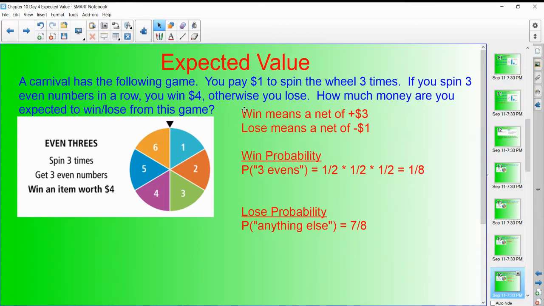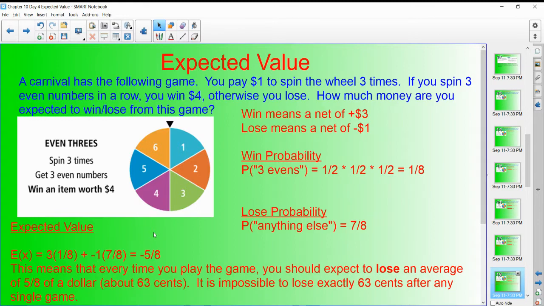So now I have an event and the probability, and another event and the probability, so I can do expected value. So the event was win 3, and it happens 1/8 of the time. Another event was lose 1, happens 7/8 of the time. And if we add them together, we get negative 5/8. Now, you can have a negative expected value. What that means is you lose 5/8 of a dollar or 63 cents every time you play.